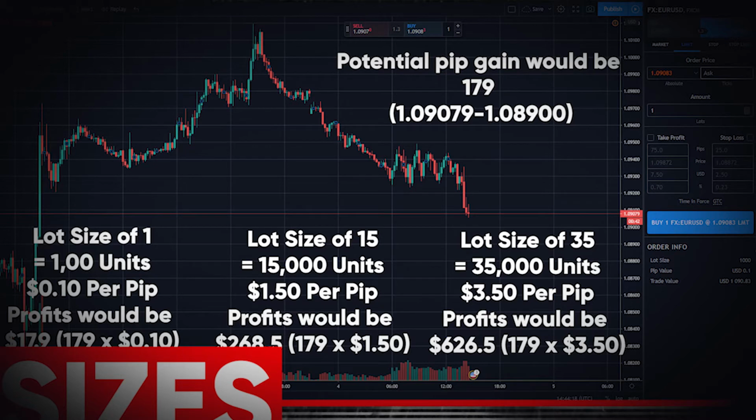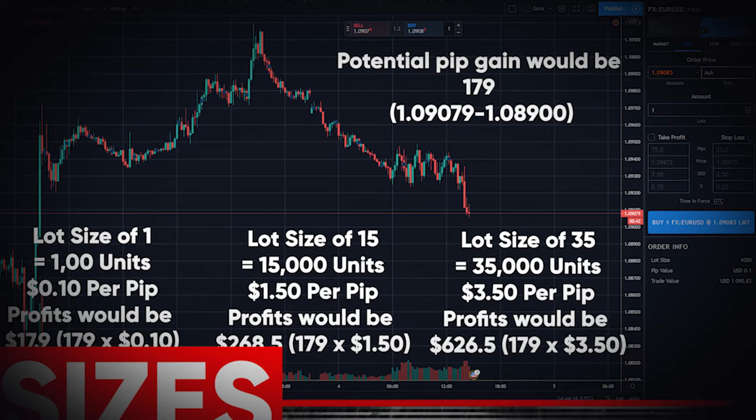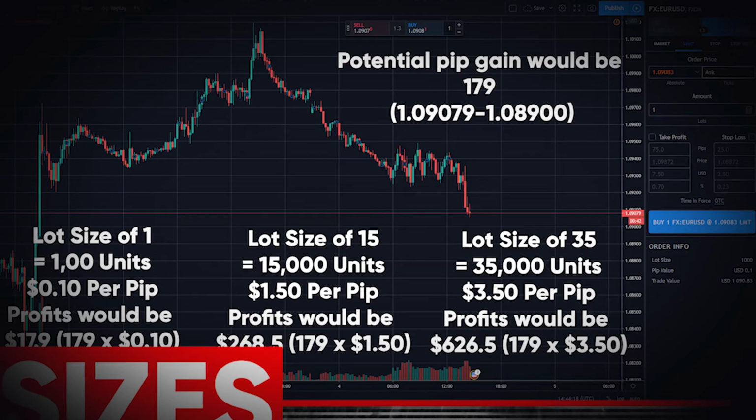Just for the sake of the example, we could also say that our analysis tells us that it would hit the support level of 1.08900 before a pullback. Now, this is purely an example. Let's just say that our analysis was right. Now, in order to calculate our potential profit, we would need two variables, the pip difference and the lot size.